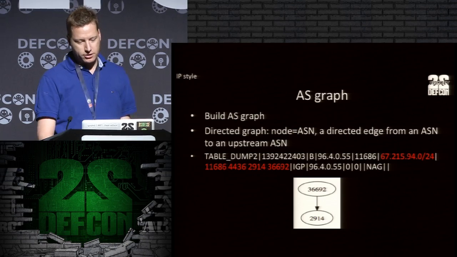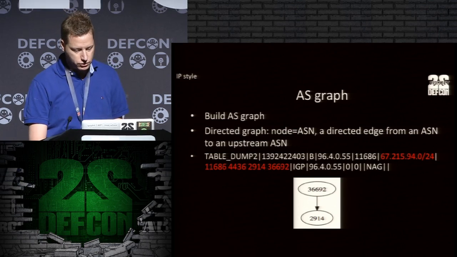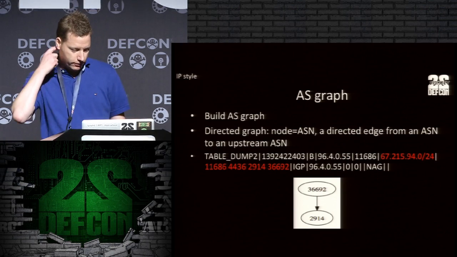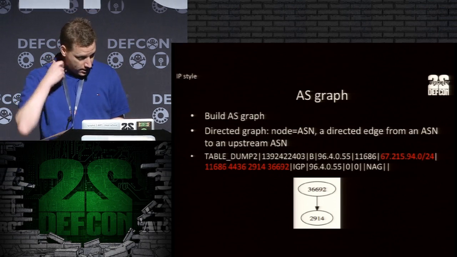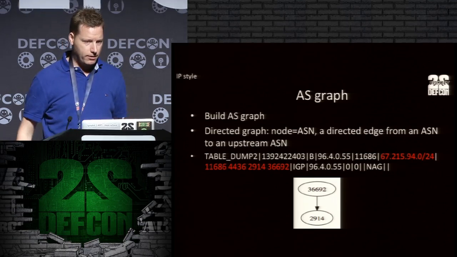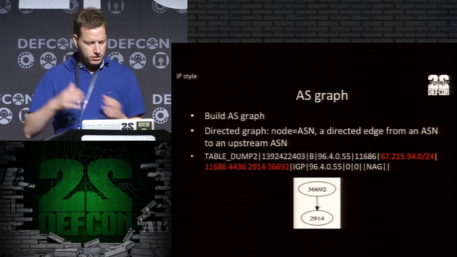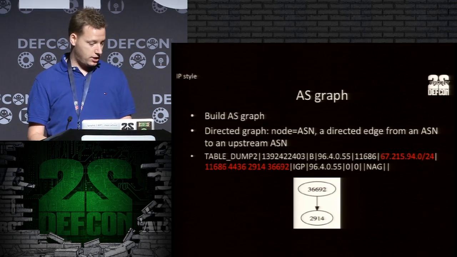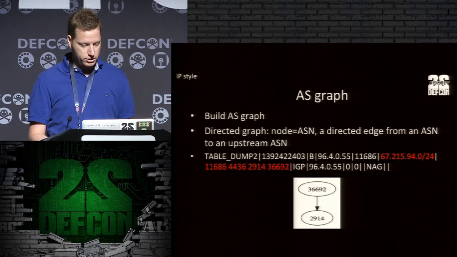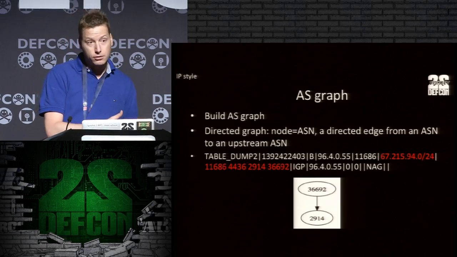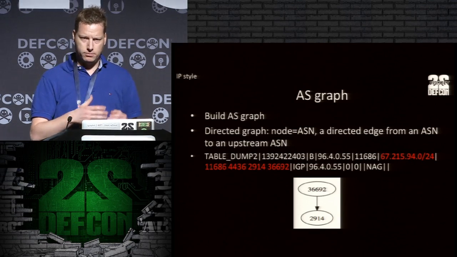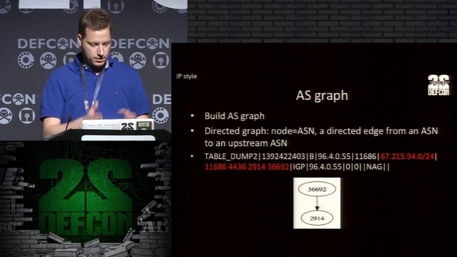Just focus on the last line, which has two items colored in red. One is the actual prefix, 67.215.94.0/24. And then the next part is the AS path, and that shows how ASNs are connected to each other. You can infer all kinds of interesting data from that. In this case, the one on the right-hand side, 36692, is OpenDNS. It's connected to 2914, and from that I know, oh, well, that's NTT, so OpenDNS buys from NTT, and so on and so forth.